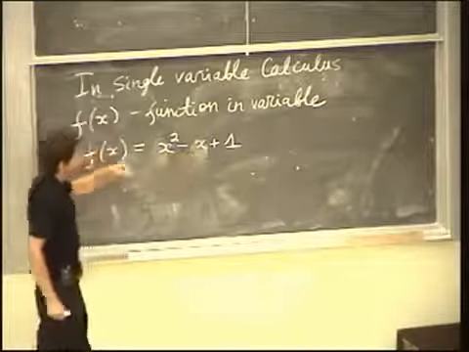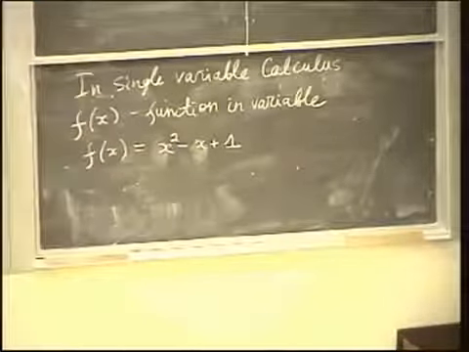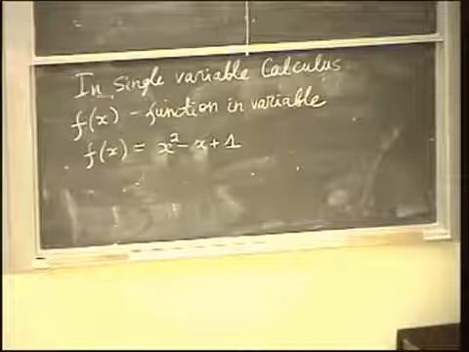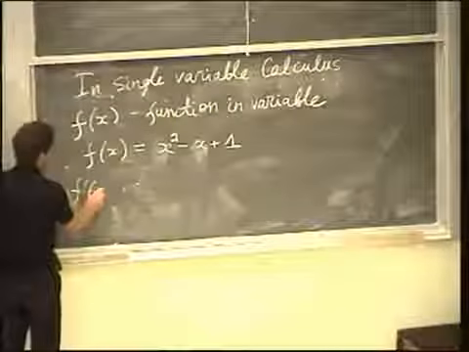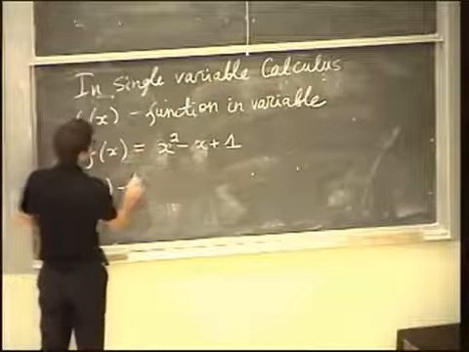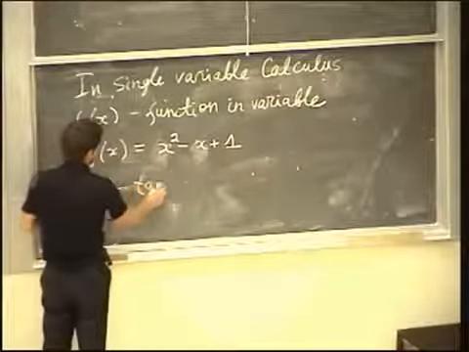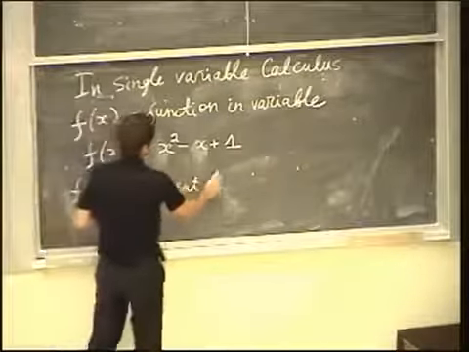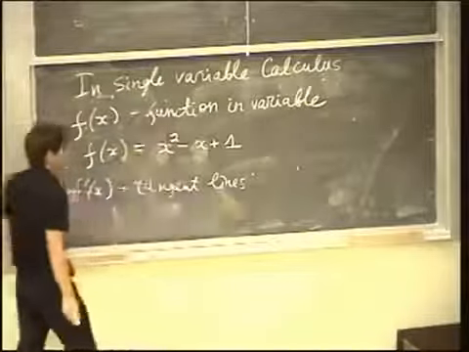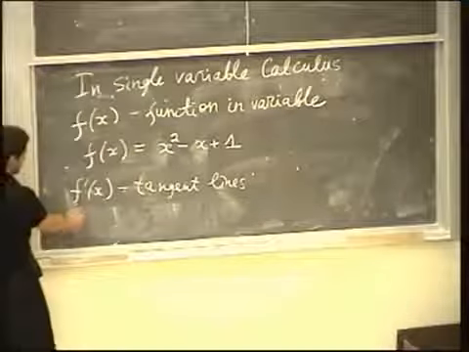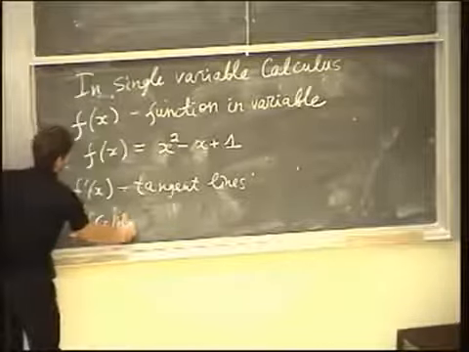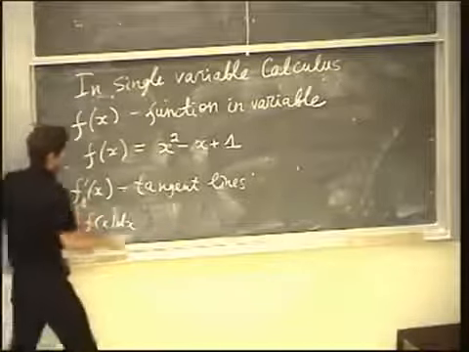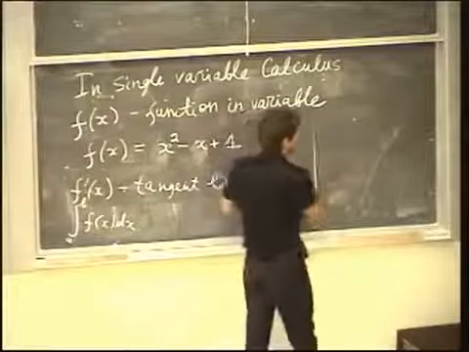And what you learned in single variable calculus is that you can differentiate it and you can integrate it. And so the derivative f prime of x has to do with the slope of the tangent line. So I'll just say roughly tangent lines. OK? And you also have the integral of f of x dx. And that has to do with the area.